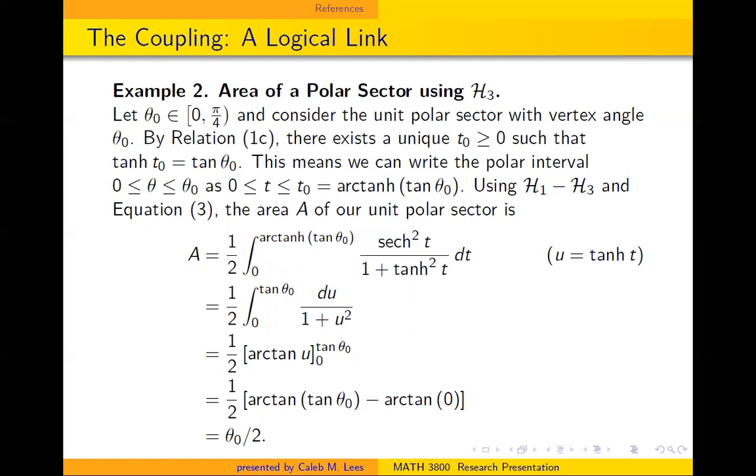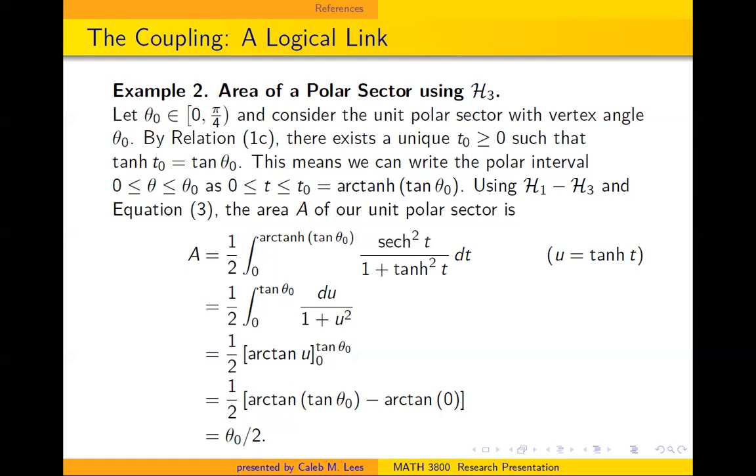This means that we can write the polar interval 0 to theta naught as 0 to t naught, where t naught is equal to the inverse hyperbolic tangent of the tangent of theta naught by that equation that I just showed you. Using this fact and H1 to H3 and equation 3, which was the hyperbolic representation of the unit circle, the area A of our unit polar sector is this mess. This is just H3, right? This is the hyperbolic integral formula for that hyperbolic region from the bounds that we just found of the hyperbolic representation of the unit circle with respect to t.